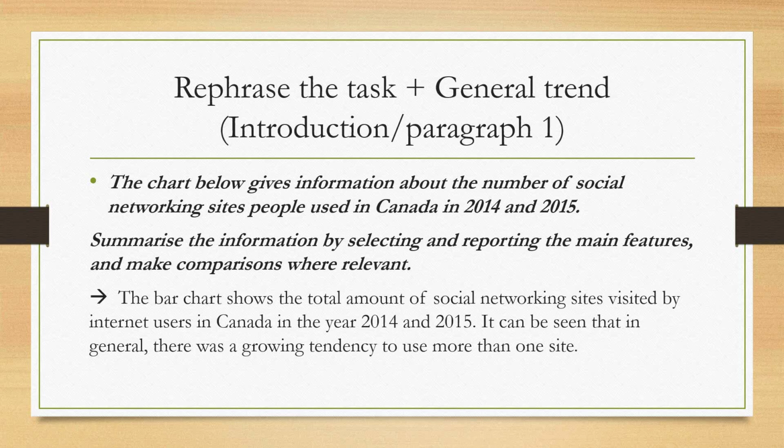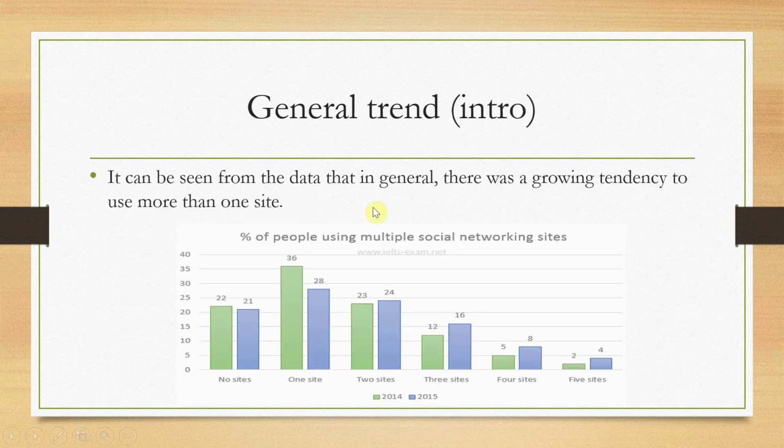How to paraphrase the task. For example, you have this instruction on your paper. The chart below gives information about the number of social networking sites people used in Canada in 2014 and in 2015. Summarize the information by selecting and reporting the main features and make comparisons where relevant.